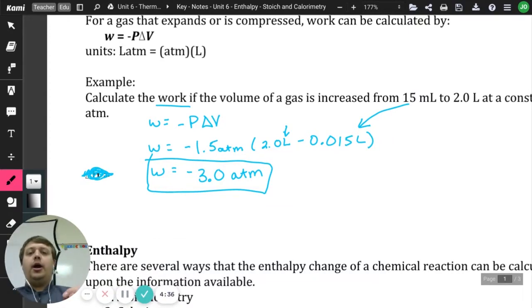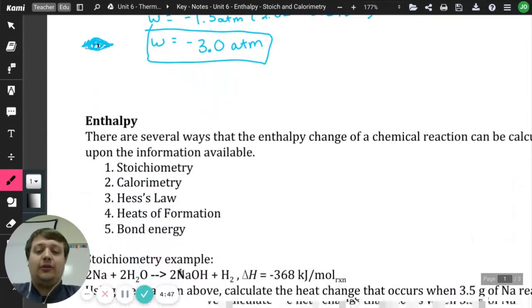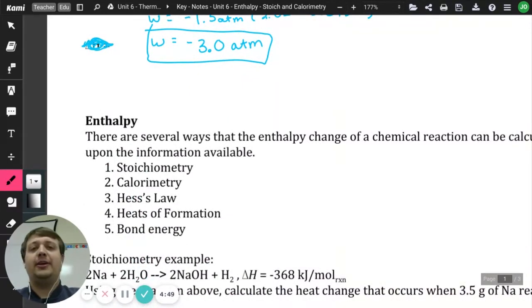All right, so that would be it for just kind of the general looking at our work and looking at our change in energy. So moving on, let's look at actual enthalpy. Now remember that enthalpy is basically just going to be that change, that total change in energy in the system. Okay, so it's that change in that internal energy.